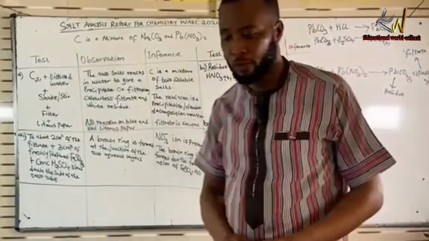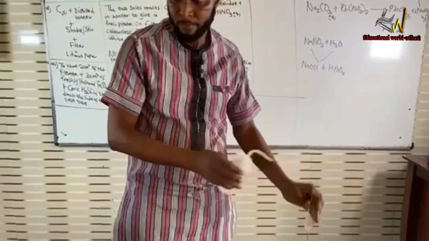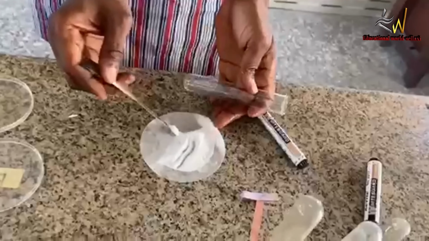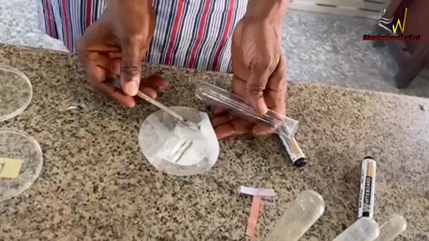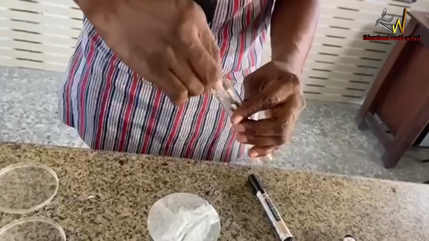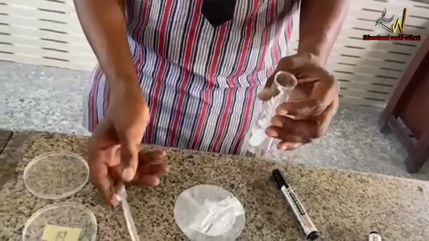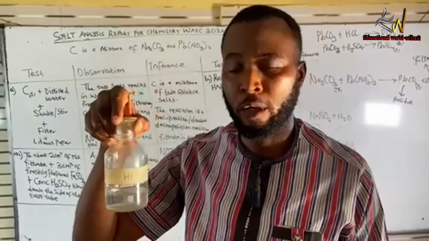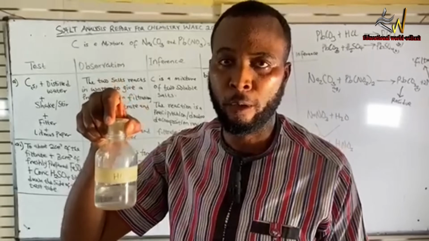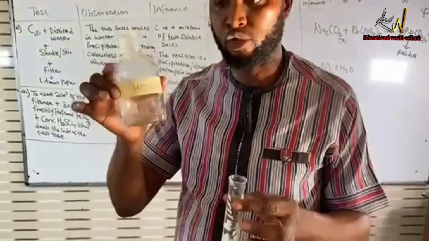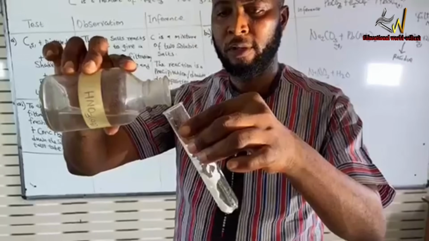When that happens, effervescence will occur. I use my spatula to scoop reasonable amounts of the residue into the larger test tube. Now this is my HNO3. The essence of using this is to dissolve the residue, and effervescence would occur. Although with H2SO4 and HCl effervescence will occur, using them will form a precipitate. So I suggest WAEC will go the way of HNO3. So let me add my aqueous HNO3 acid.